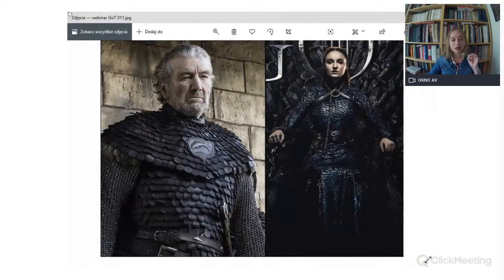Similar references can be observed in the dresses that Sansa wore in the last series. For many viewers, this beautiful dark black dress is a reference to the armor worn by her uncle. His nickname was Blackfish, and this Blackfish is depicted on his breastplate, and that's why also his armor looks like this fish skin. And we can observe something very similar in Sansa's dress.